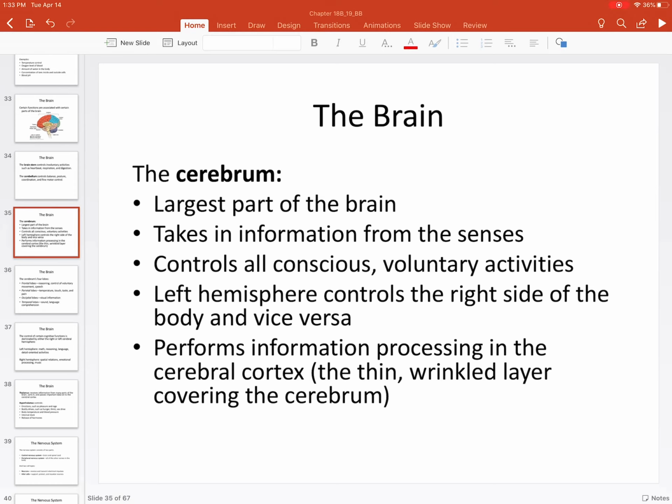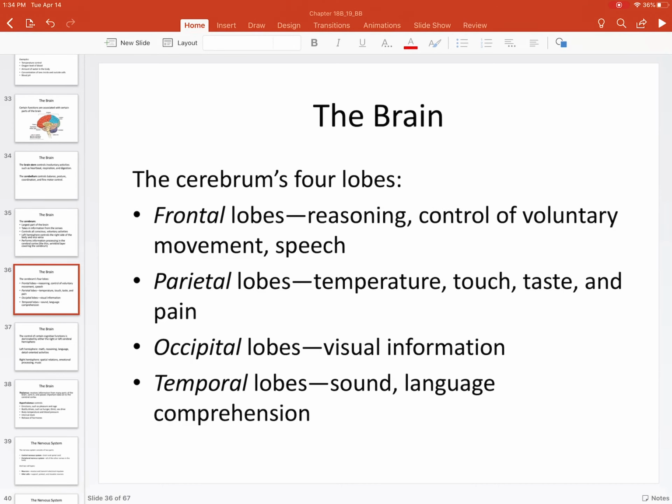In the cerebrum, you also have information processing in the cerebral cortex, which is that thin wrinkled layer covering the cerebrum. So the ability that we are able to think about things so quickly and make decisions means we have a faster fight or flight response. We can communicate at a higher level. We can learn. We can make decisions. Those are all thanks to those wrinkles in our brain.